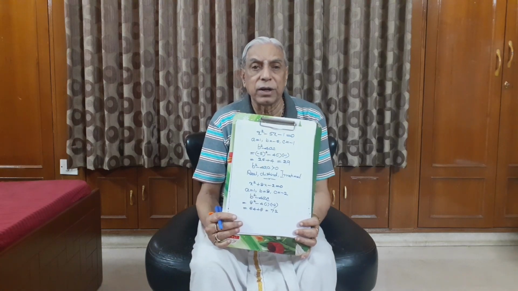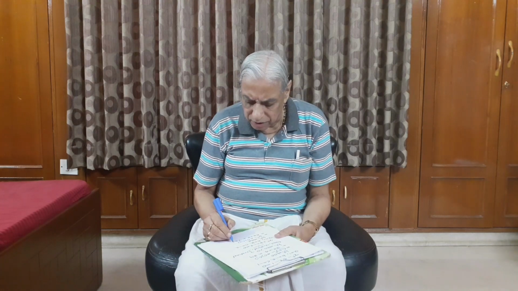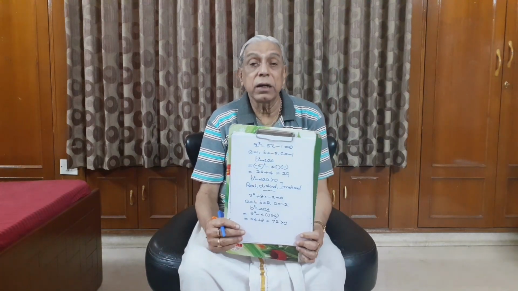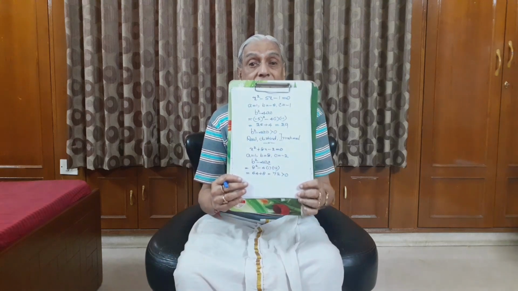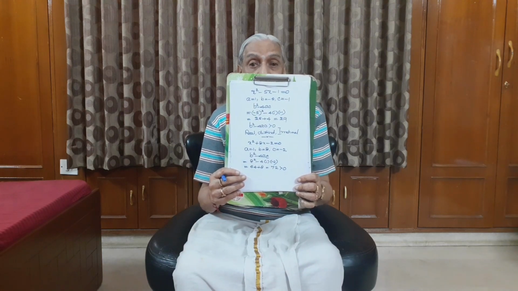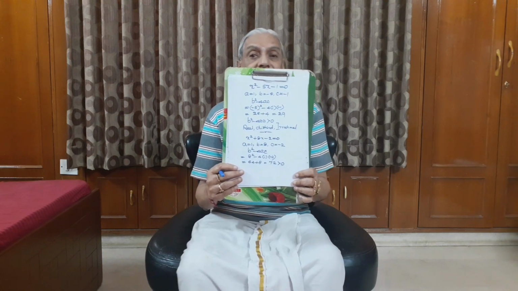This value 72 is certainly greater than 0. 72 is greater than 0. But it is not a perfect square. Again, I am just taking the second example. It is not a perfect square, but it is greater than 0.